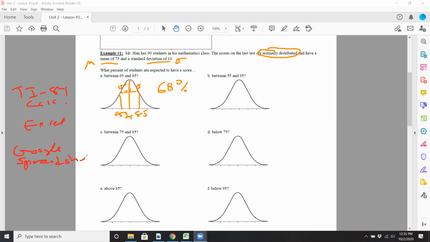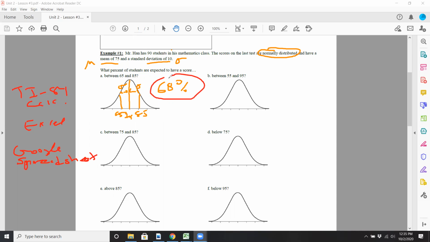But you can definitely do this using Excel or Google Spreadsheet. So let me show you each of those ways. Then I'm going to probably compute a few more of these and probably let you try some, maybe pause the video and see if you get the same answers as I do. But let's verify that this is going to be 68%.